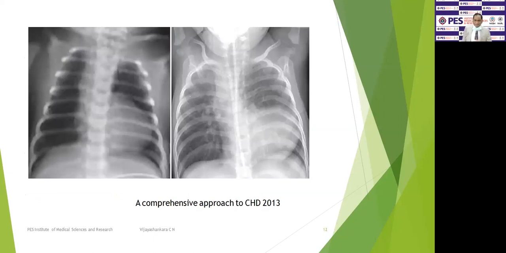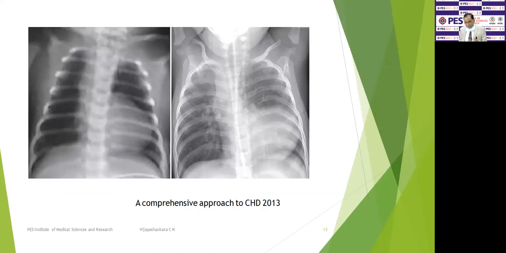This is the X-ray. Once you have seen the child and examined, go ahead and take an X-ray. This is the characteristic feature in the left side X-ray, which shows a boot-shaped heart. That is because of a predominantly right ventricular hypertrophy.